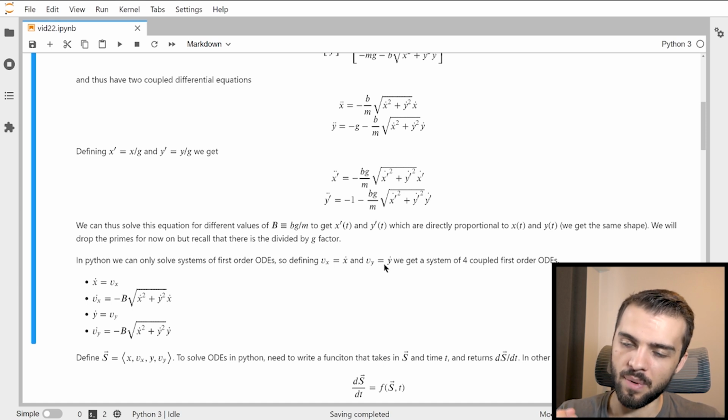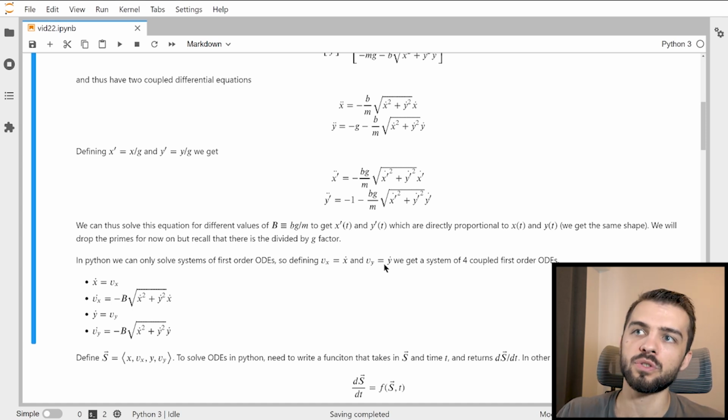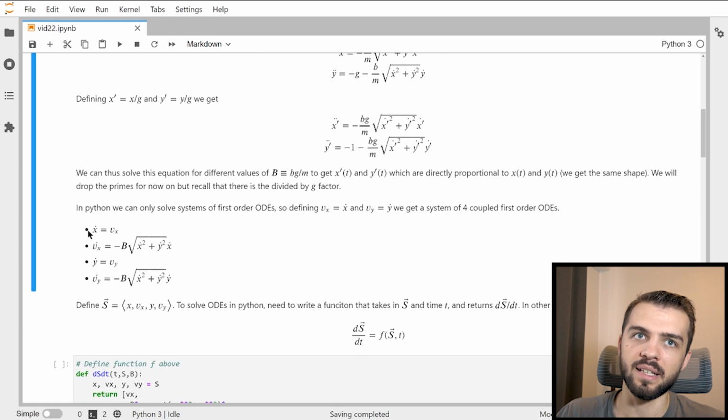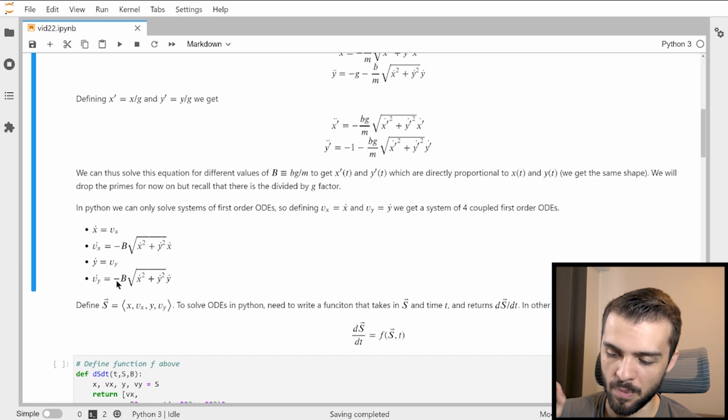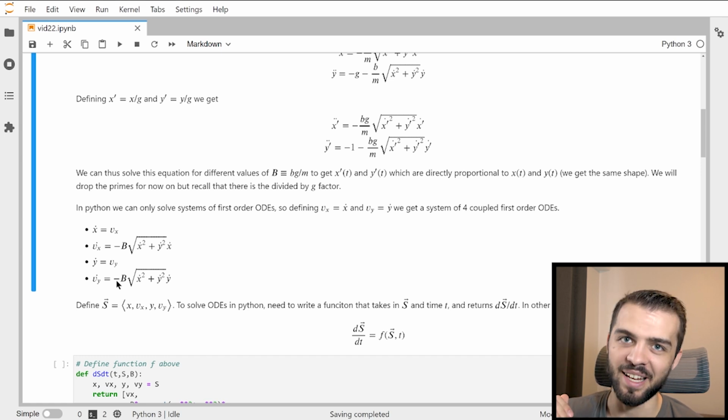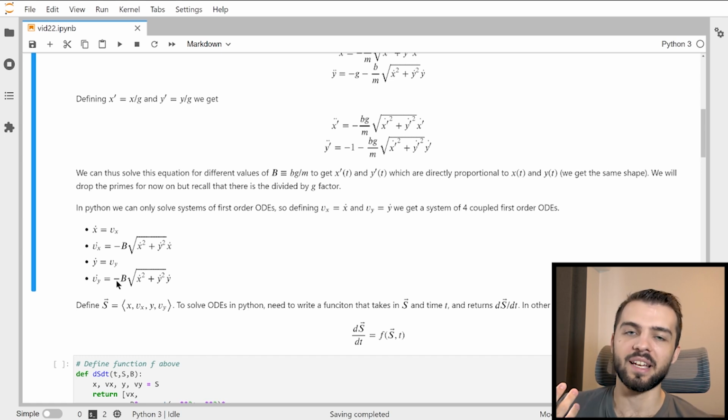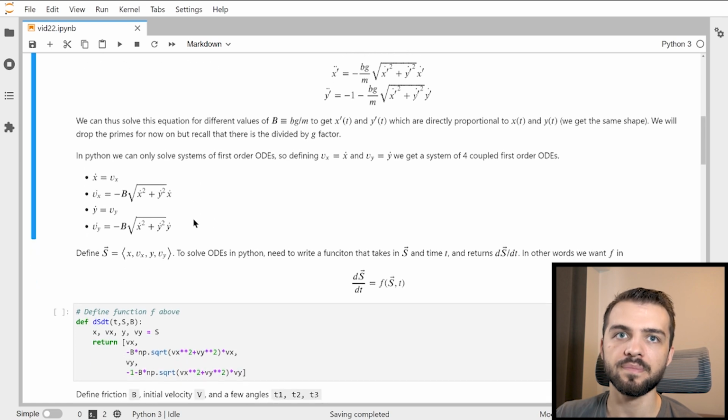But the trick is that when I do that, I now get four coupled first order ODEs, and you can sort of look at that down here. X dot equals Vx, this is by definition, same with y dot is Vy. But now I have Vx dot, which is really x double dot, is equal to this, and Vy dot, which is y double dot, is equal to this. So I have four coupled first order differential equations. And if you've never seen this trick before, it's good to reflect on it and see how clever it is. It's not something I came up with, but it's something that is used all the time when doing things like this on a computer.